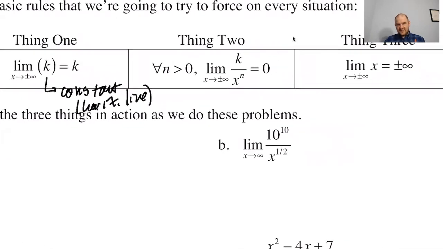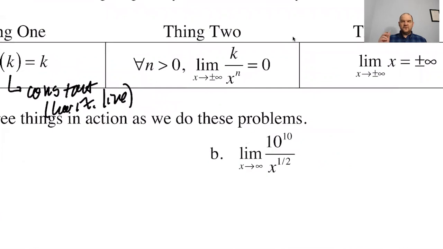The second thing is if you have k divided by x to the n, where n is greater than 0. If n is negative, then it moves up to the numerator, and it's actually a different form. But if you have k divided by x to the n, and x goes to infinity or negative infinity, you're going to get 0.